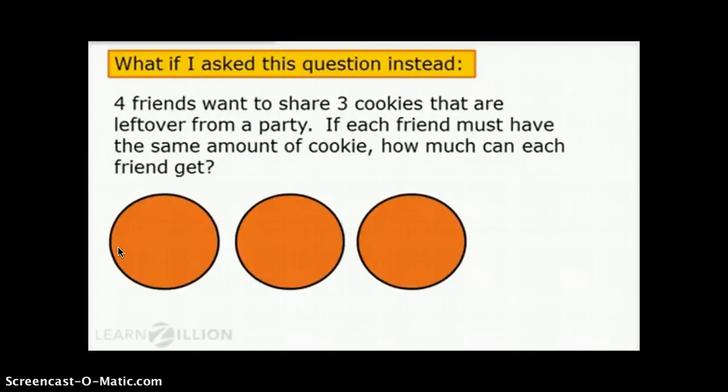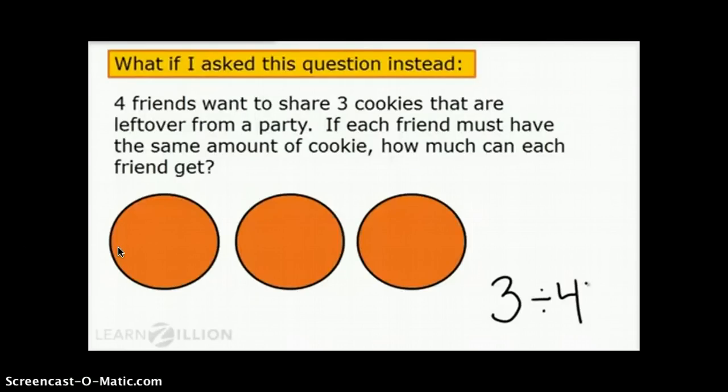Instead, what if I ask this question? 4 friends want to share 3 cookies that are left over from a party. If each friend must have the same amount of cookie, how much can each friend get? This problem also asks me to divide because I'm trying to share an amount of cookies equally among a specific number of people. In this case, I am dividing 3 cookies among 4 people, or I'm dividing 3 by 4.